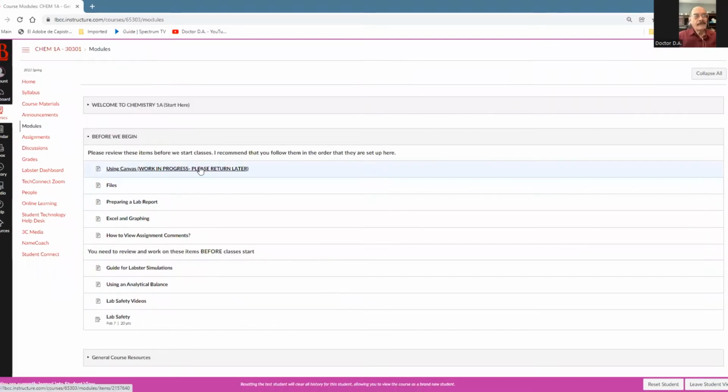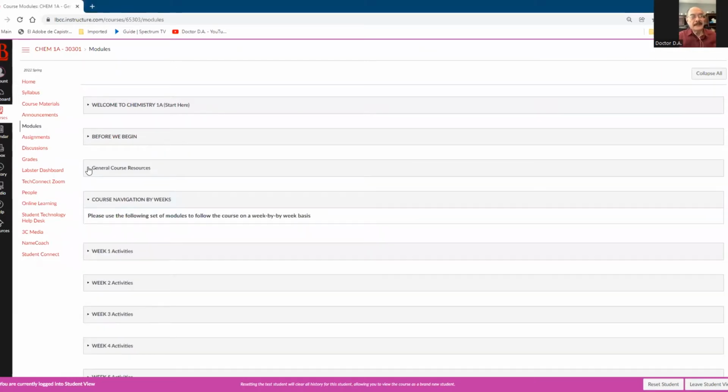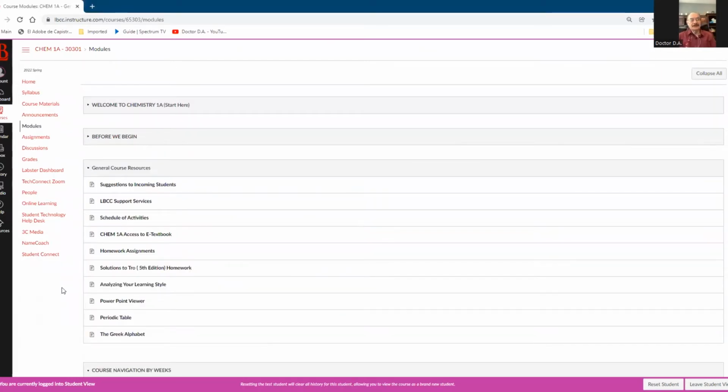In this section, I want to take us through the next module in our Canvas, which is the general course resources. So let's go there. Okay, again, remember we were in the modules here. I'm gonna collapse this before we begin one. And here are the general course resources. Let's go through some of these.